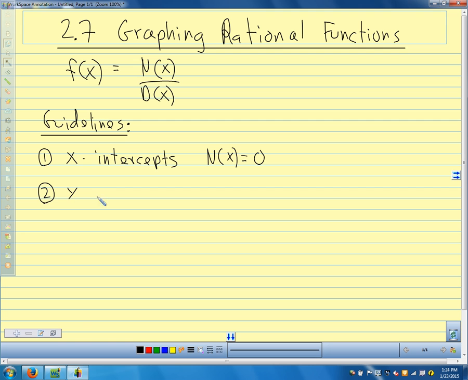Second, it can be helpful to find the y-intercepts. We want to know where it crosses the y-axis. How do we find the y-intercepts of a function? Plug in 0 for x, because on the y-axis, x equals 0. So we plug in x equals 0. That's how we find our y-intercepts.